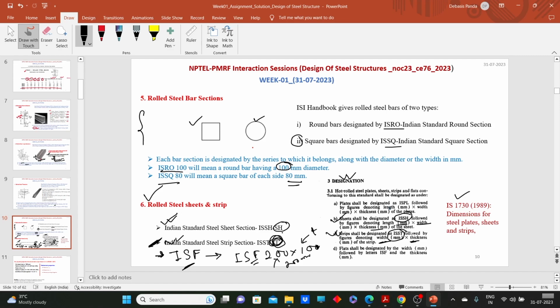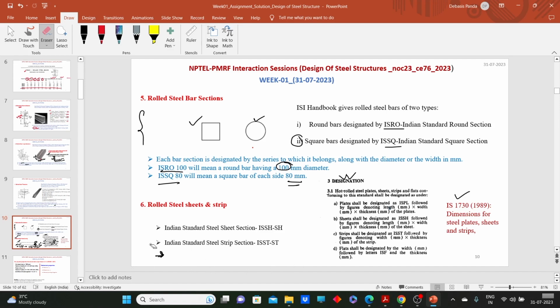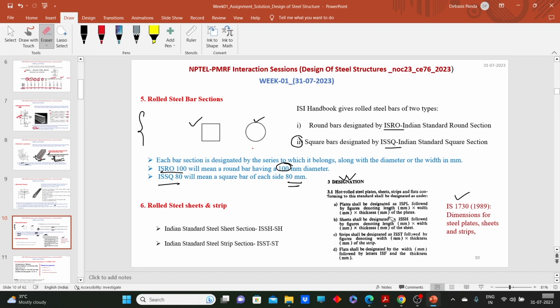Don't mix it up with the sheet section. So here all these things are mentioned. In sheet sections, length, width, and thickness are specified. For the strip sections, we have the width and thickness, and for the flat plates, we have the width and thickness only.